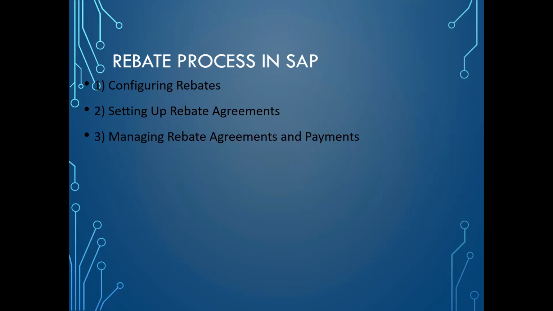And next we have to create a rebate agreement in the standard system, and after that you will continue with your sales flow like order, delivery and billing. When you would like to pay, then you have to manage your agreements, like how much you are going to pay, at what time you are going to pay, that you consider as managing rebate agreements and payments. But each and every section has its individuality and importance.